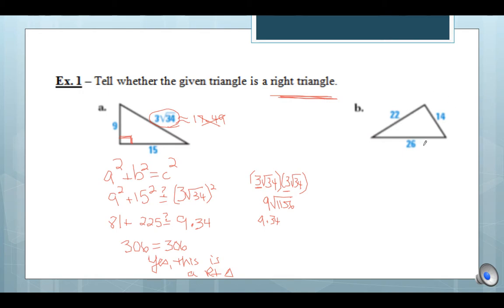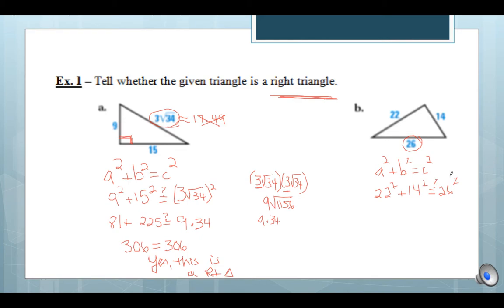This one's a little bit more clear to tell which the longest side length is. So we know that this is 26. Still, again, we don't know anything about these angles. We don't even know if we have a right angle. That's what we're trying to determine. So we're going to use the Pythagorean theorem. A squared plus b squared is equal to c squared. Our side lengths, 22 and 14, have to go into the a and b, since they're the shorter of the two, and the longest side length has to go into c.